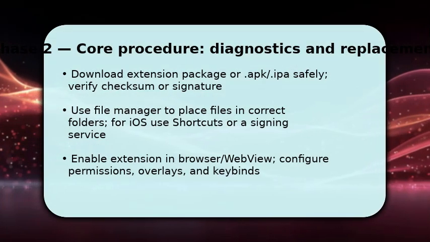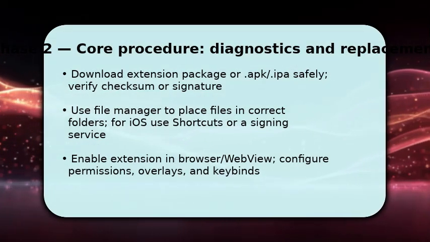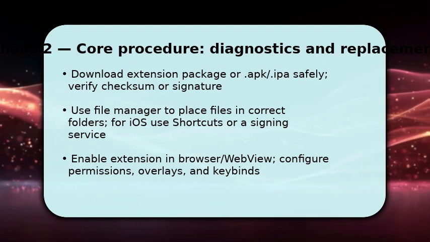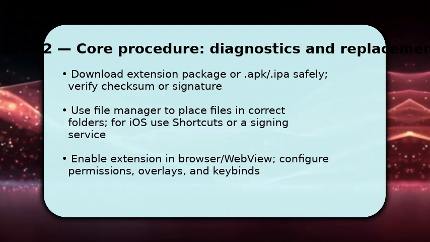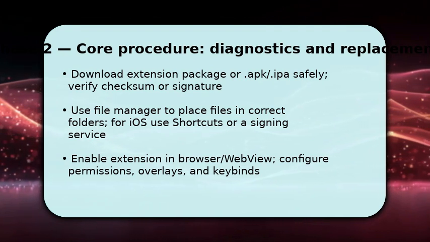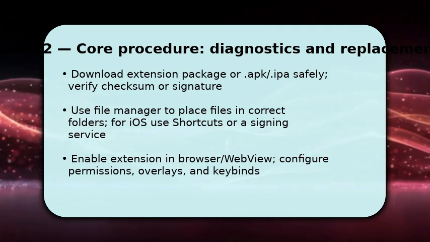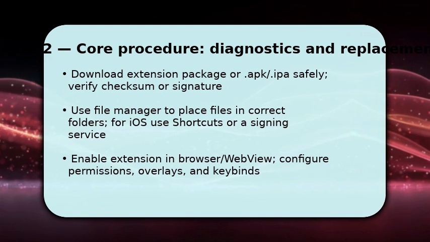Download the package from a trusted source and verify its checksum, then use your file manager to move it into the App Accessible folder. On iOS, import via shortcuts or a signing tool. On Android, sideload the app and grant required permissions.